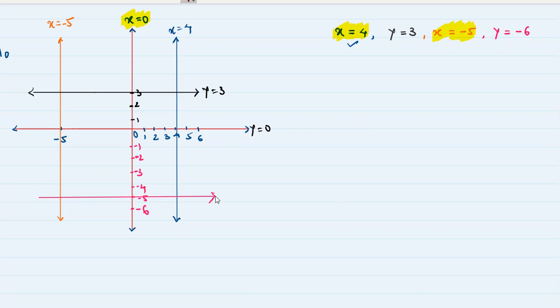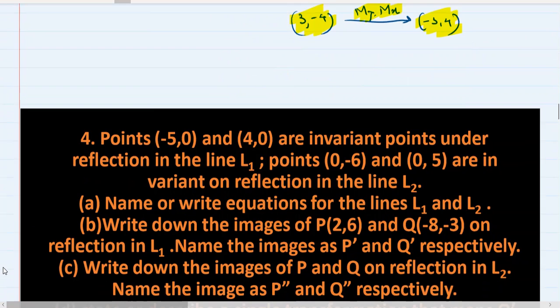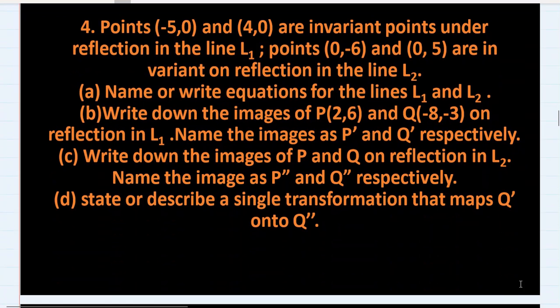So this is a horizontal line, y is equal to -5. Okay, so these are certain lines through which we have to understand reflection as well. So this was just a little bit of recap from class 9th.